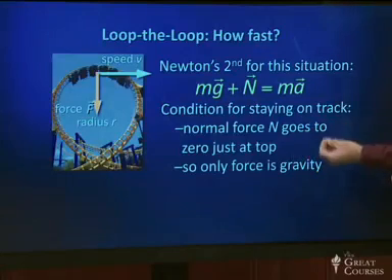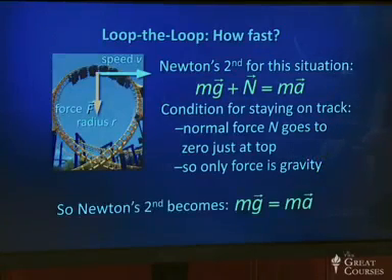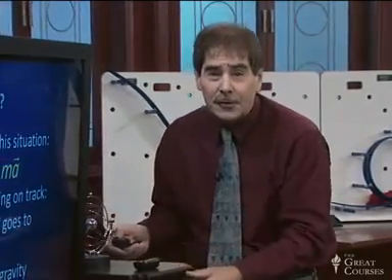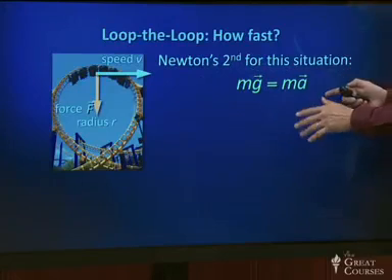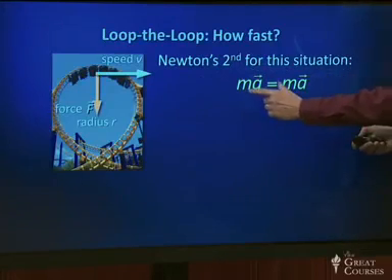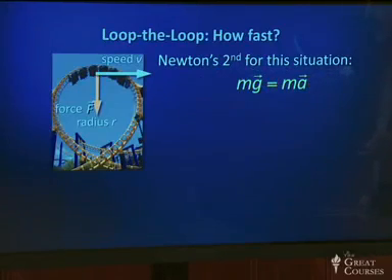And at that point, the only force acting is going to be gravity. So Newton's law is actually going to become simpler. It's going to become mg equals ma. Now, you wouldn't really want to be in the car with that small a margin of safety, because if anything goes wrong, you get a little bit slower, you're going to fall off the track. But that would be the absolute minimum condition for staying on the track. So mg is ma. Newton's law now for this situation has been reduced to mg equals ma.